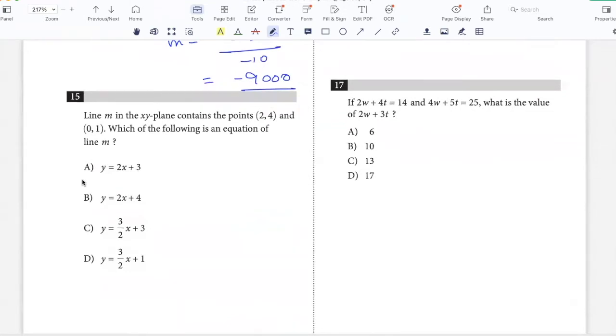Line M in the xy-plane contains the points 2, 4 and 0, 1. Which of the following is an equation of line M? Okay, so the slope is 4 minus 1, 3, by 2 minus 0, 2. And the y-intercept is 1 because it passes through 0, 1. So y is mx plus c. So 3 by 2 x plus 1. Option D.